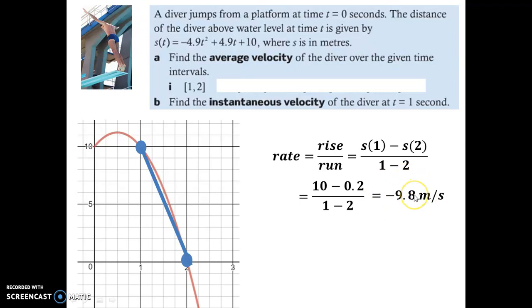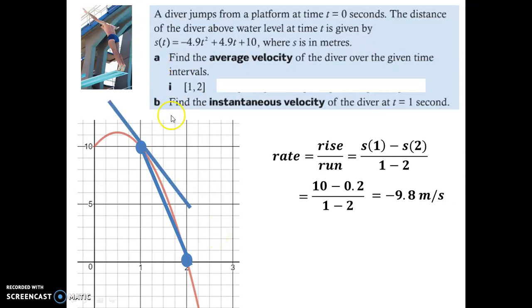That value might be familiar. If you know anything about physics or gravity, this is actually the rate of gravity, right? And that makes sense. On average, the diver's velocity is changing at a value. Sorry, the velocity is not negative 9.8, moving with the speed of gravity on average.